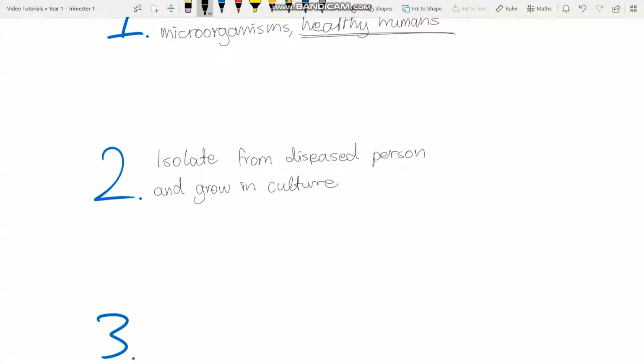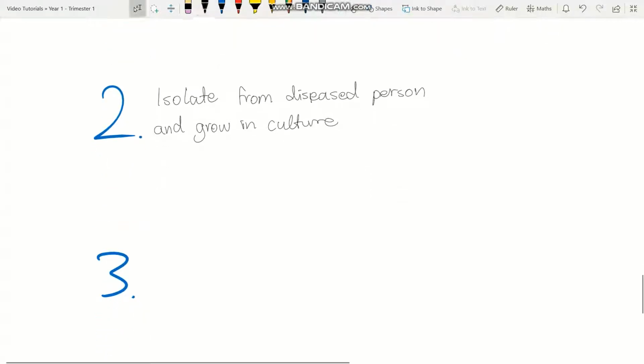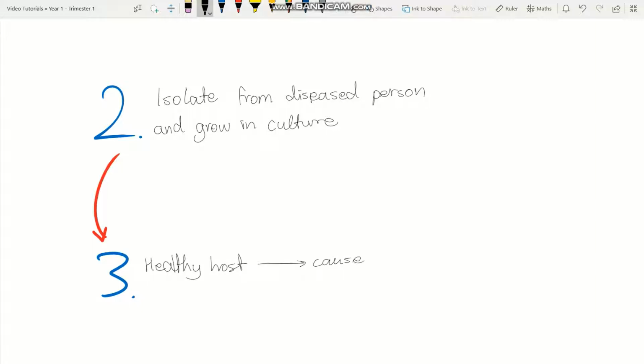The next postulate states that the cultured microorganism should cause the disease when introduced to a healthy host. So after we've grown them in a culture, when we introduce them to a healthy host, they should cause the disease. Okay?